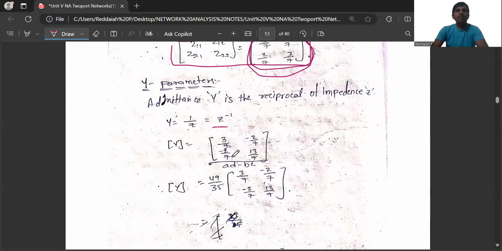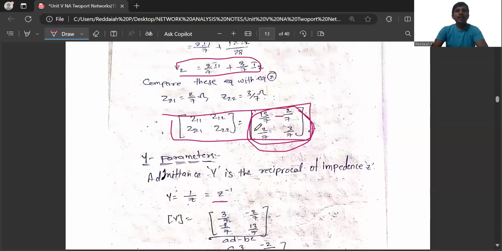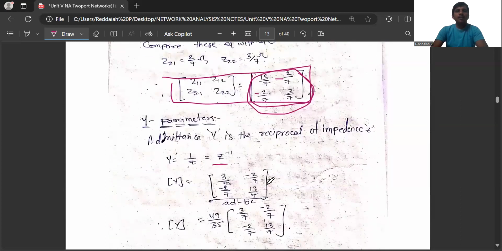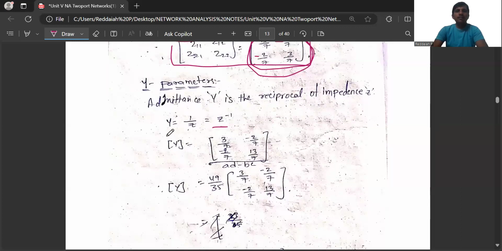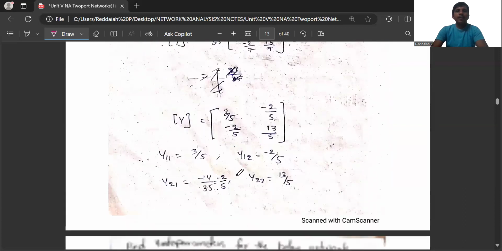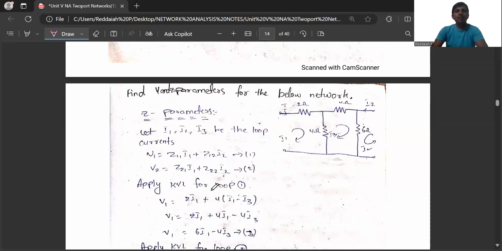By applying inverse, Y equal to Z inverse by AD minus BC. If you do determinant of that, AD minus BC, and this will be changed: 3 by 7, 13 by 7, 2 by 7, minus 2 by 7. Here we are altering signs. These are altered. Then this is the Z inverse matrix. Then you will calculate Y parameters.